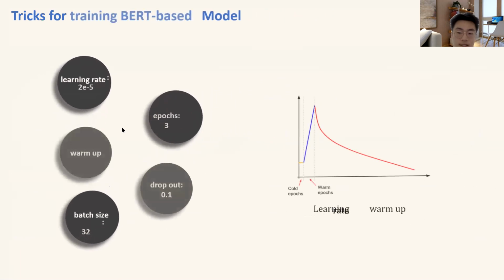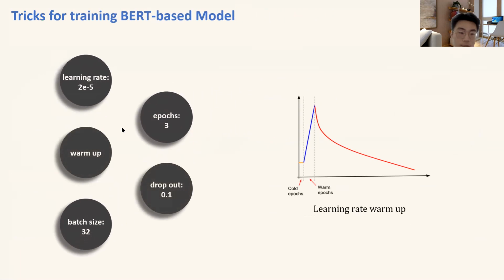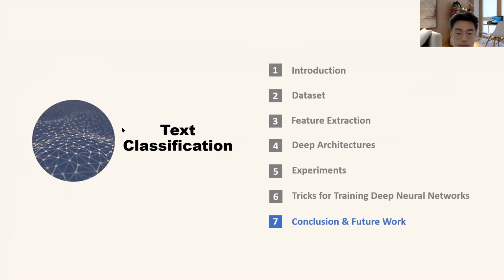And for BERT-based models, learning rate is the most important hyperparameter, which is often set from 1e-5 to 1e-4. It's recommended to use learning rate warm-up during training.